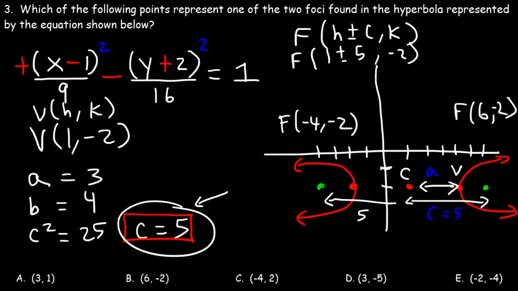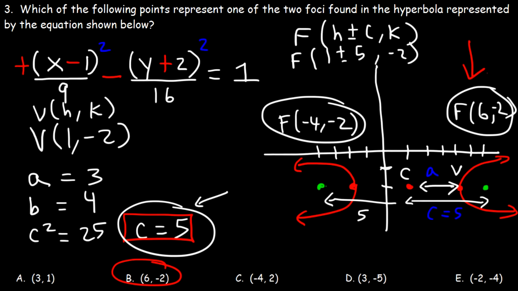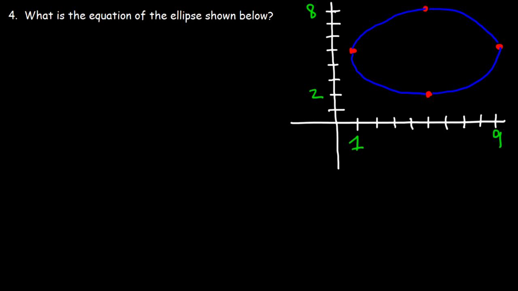So when you do 1 plus 5, you're going to get 6. And when you do 1 minus 5, you're going to get -4. The -2 part, the y value, will stay the same. So notice that answer choice B matches this answer. And there's nothing that matches the other foci. So therefore, B is the only answer that we have in this problem.